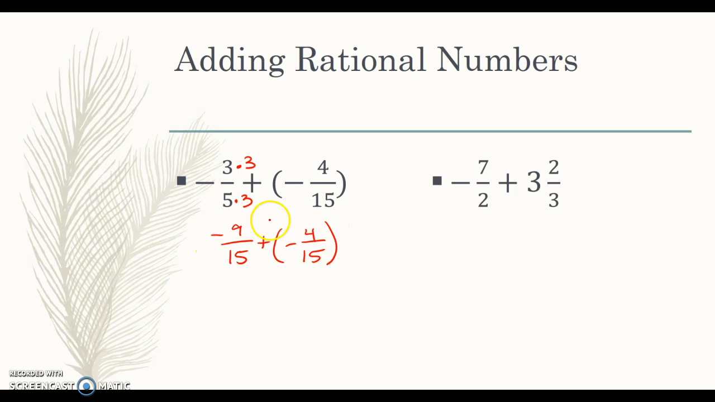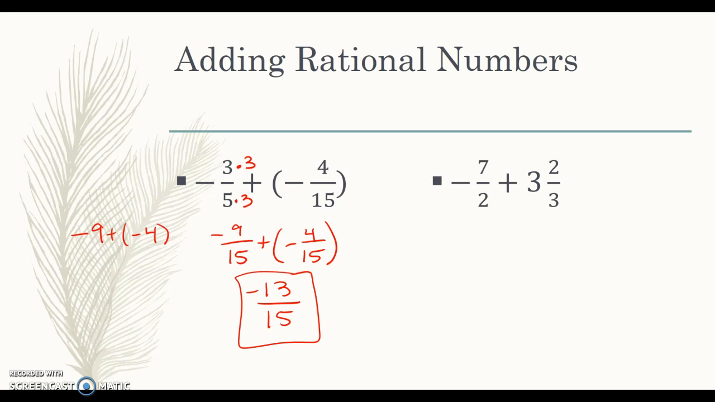So if I'm looking at my numerators, I have negative 9 plus negative 4. When I have the same sign when I'm adding, I'm going to add the values, keep the sign. So I've got negative 13, and then my denominator is already 15. So I have negative 13/15 as my answer there.